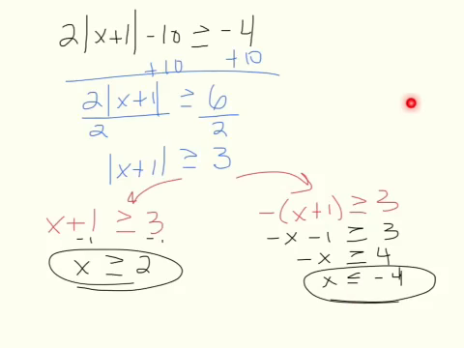So the way that looks on a number line is if I have negative 4, here's positive 2. So it has to be less than or equal to negative 4, or it can be greater than or equal to 2. So my x's can either be over here or over here on the number line.